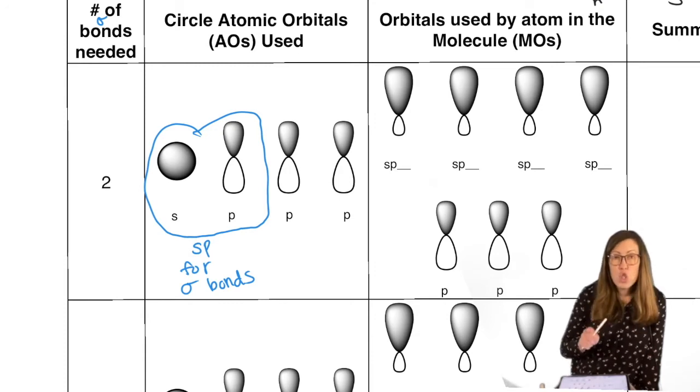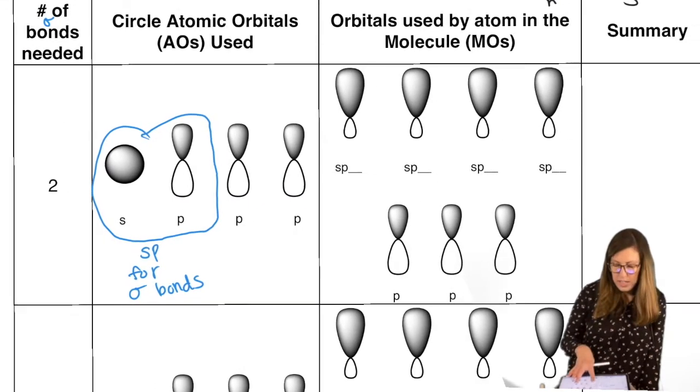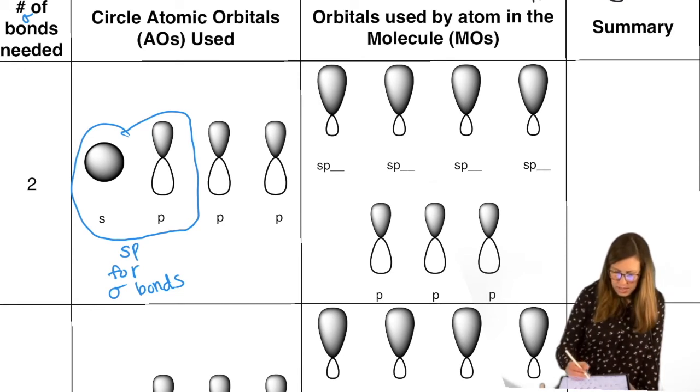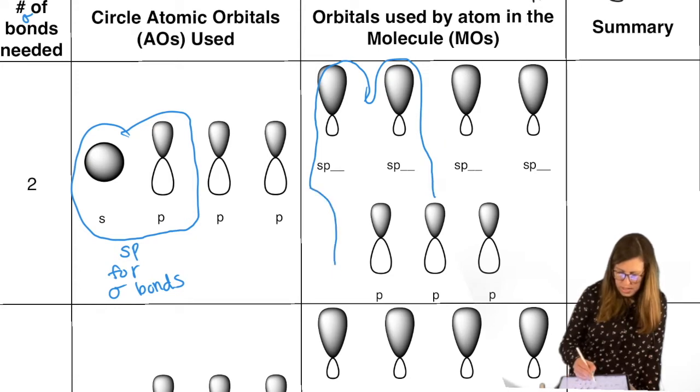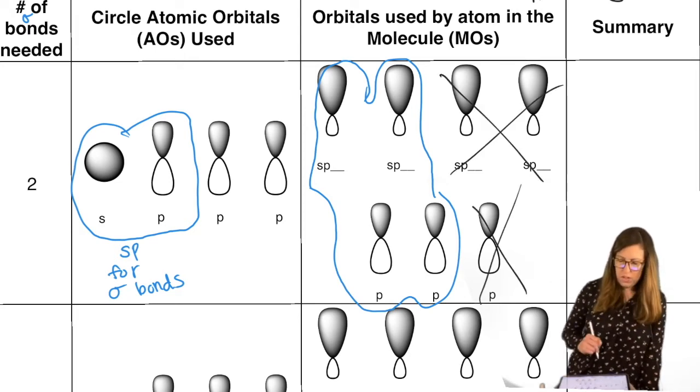That means I have 2 p orbitals left over. So what happens when I mix them? Do I get 1 fat orbital once again? No. What does it look like? I get SP, a second SP, and then I get leftover P, leftover P. I had all the possibilities listed here, so those aren't there. So that's my new collection.